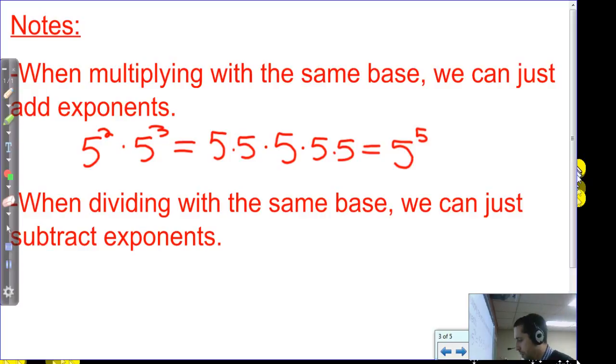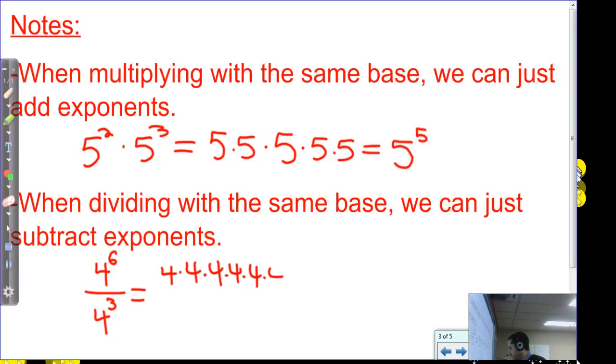And why is that? Well, what if we had 4 to the 6th divided by 4 to the 3rd? Well, we'd have 6 4s on top. And we'd have 3 4s on bottom.